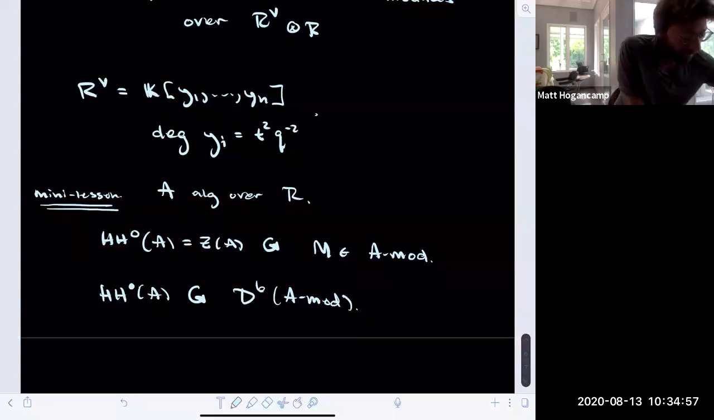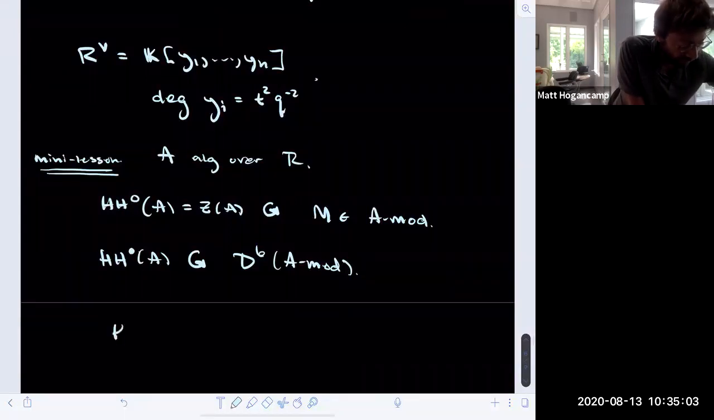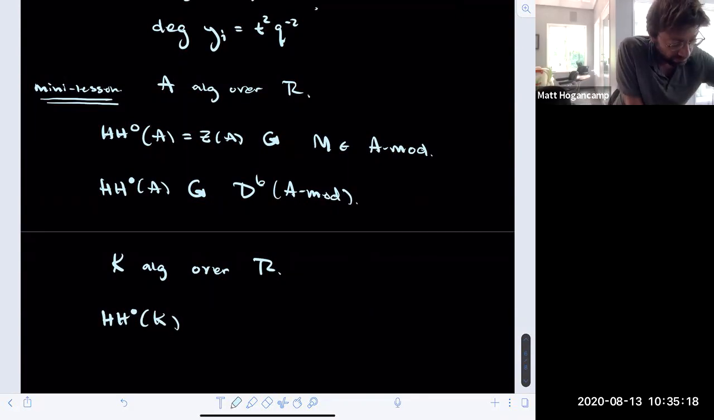Okay? And that's the sort of thing that's happening here for this R check action. So the observation is that if you think of K as being an algebra over R, then when you compute its Hochschild homology, this is an exercise for those who are interested. Its Hochschild homology is in fact this guy R check.